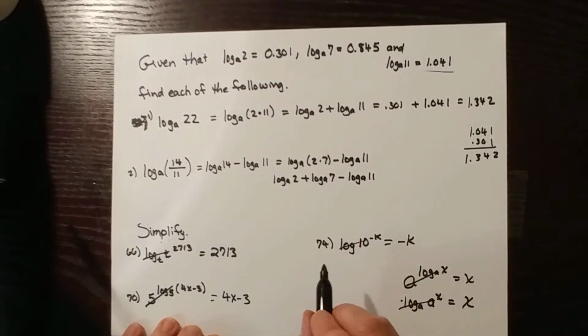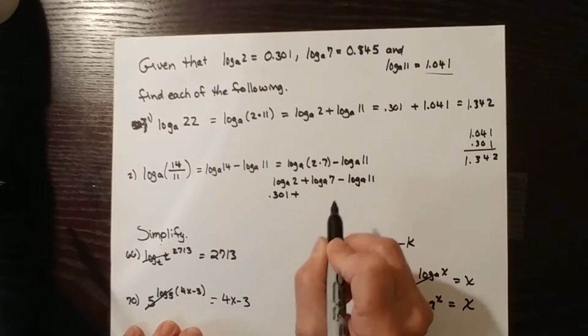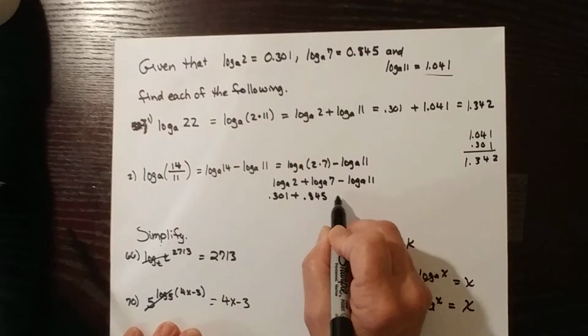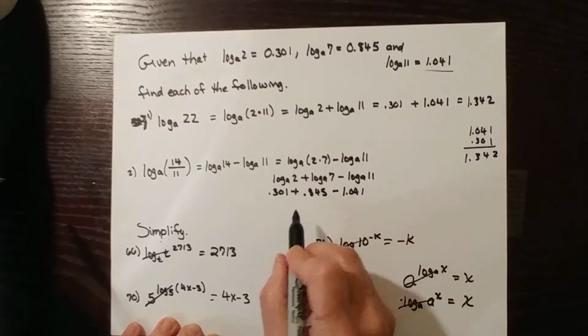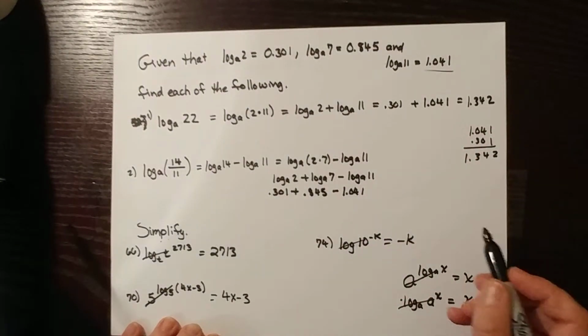And I know what these numbers are. Log base a of 2 is 0.301. Log base a of 7 is 0.845. Log base a of 11 is 1.041, and that's just because they told me in the beginning what those were. That's the only reason I know what those are.